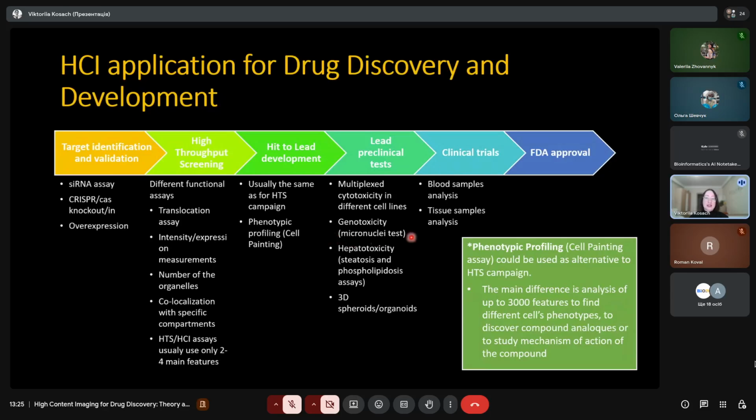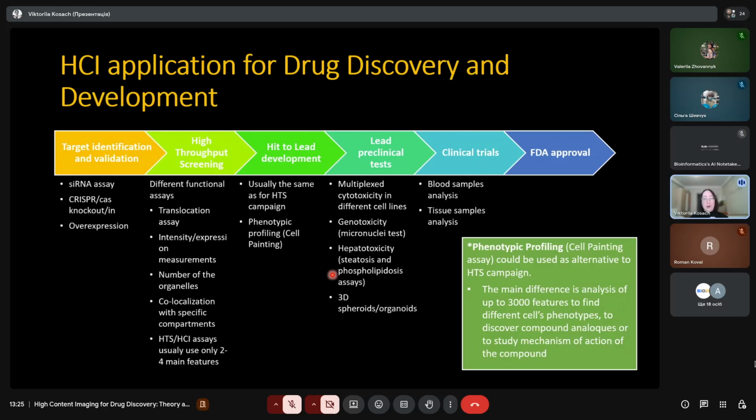The next assay is genotoxicity assay, which shows you if your compound influences, for example, the cell mitosis or the cell proliferation, and could have any genotoxicity in vitro. This assay is usually called micronuclei test. The other example are hepatotoxicity assays, like steatosis and phospholipidosis in HepG2 or other cell lines.